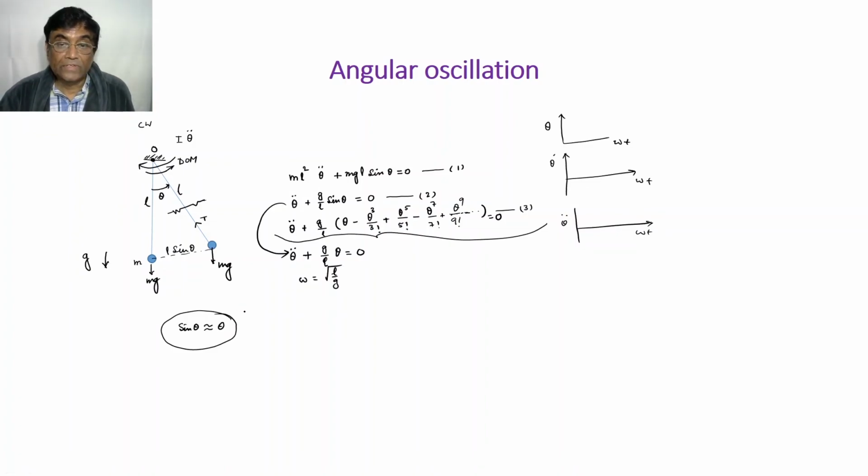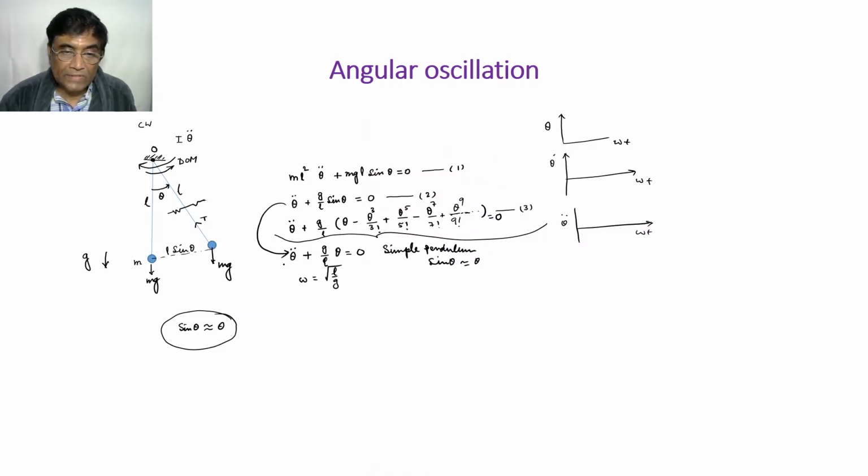And then, you see, we engineers always do this kind of thing for our convenience. But the actual system is not like this, right? It's a pendulum, not a simple pendulum. So this is the differential equation for a simple pendulum, with the assumption sin theta equal to theta, theta very small. Otherwise, this is the equation of motion for a pendulum.